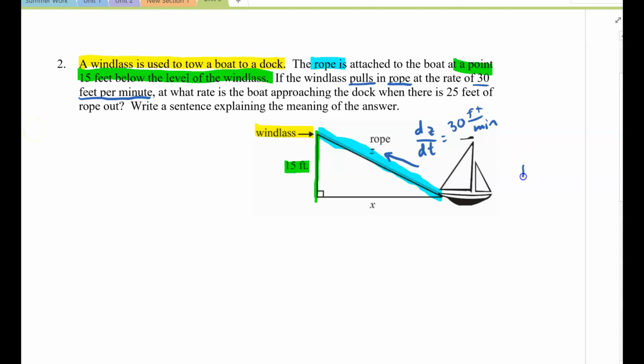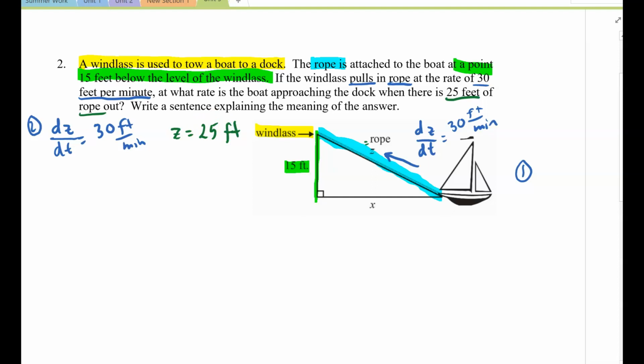This is step 1, figure given. Step 2, I'm going to start writing down all the information that they give us. So dz/dt is equal to 30 feet per minute. They want to know at what rate the boat is approaching the dock when there is 25 feet of rope out. Well, rope is equal to z, so I also know that z is equal to 25 feet.